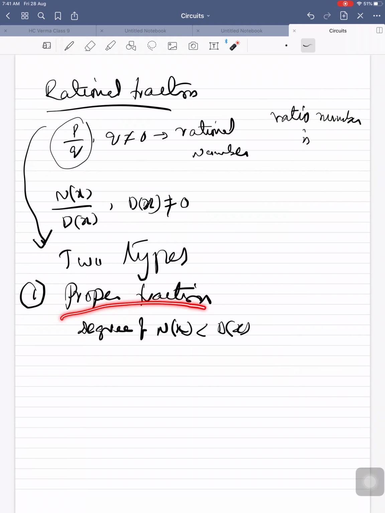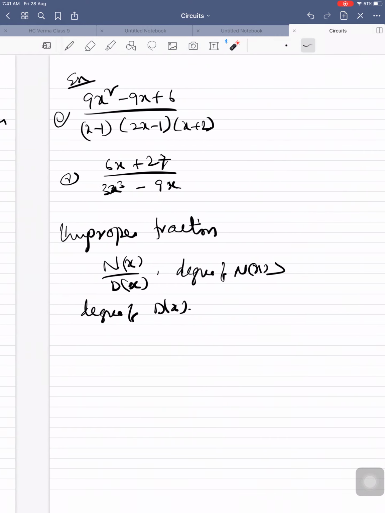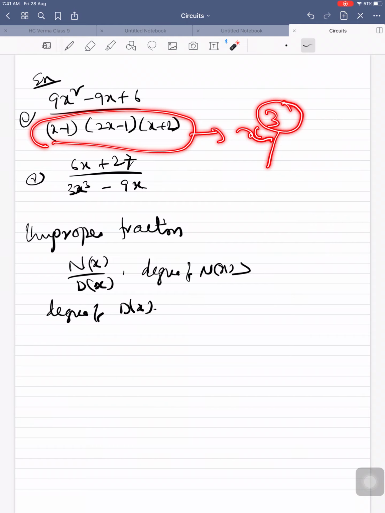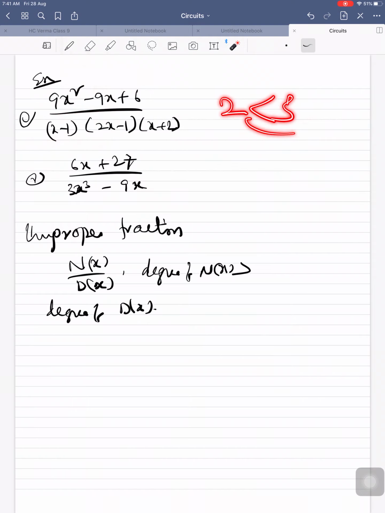When do you call a fraction a proper fraction? When the degree of the numerator is less than the degree of the denominator, then only that fraction is called a proper fraction. Just like the example, 9x square minus 9x plus 6 by x minus 1, 2x minus 1, x plus 2. If you multiply all these three, you will get the degree of x is 3. In the denominator the degree is 3, in the numerator the degree is 2. So 2 is less than 3. So this is called a proper fraction.